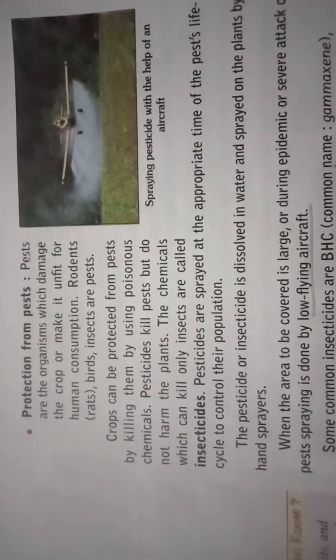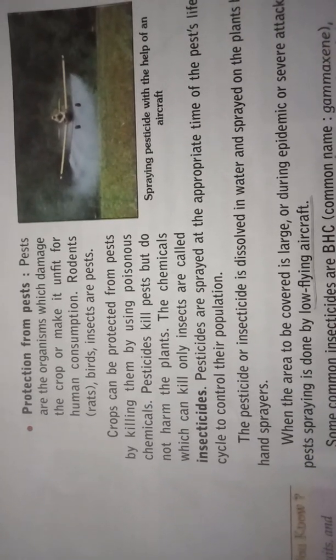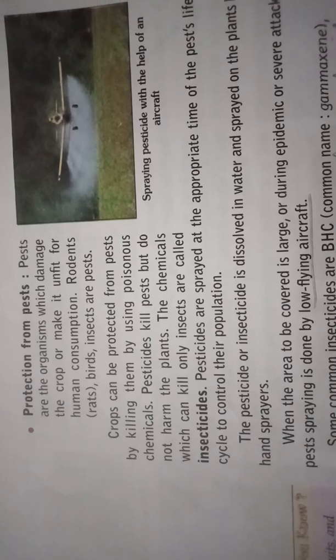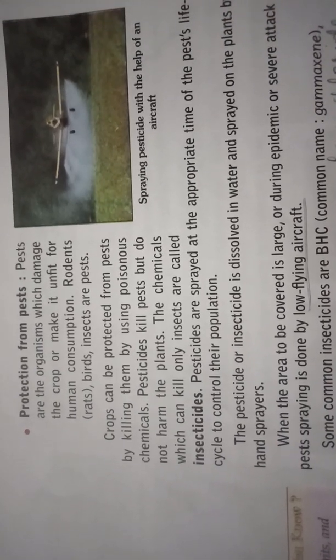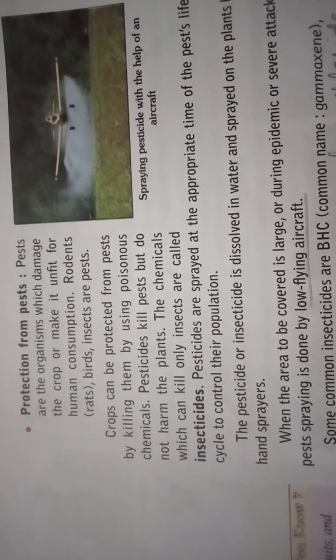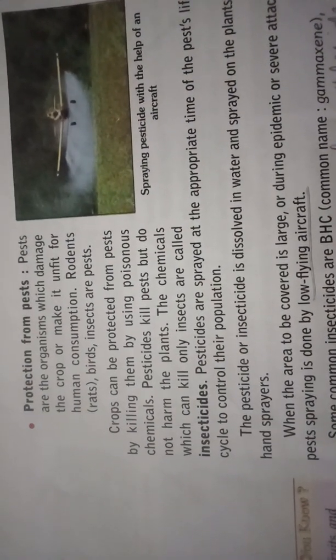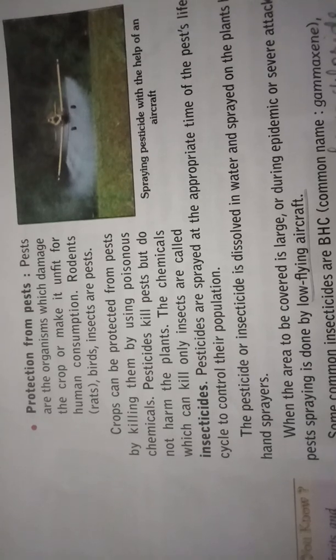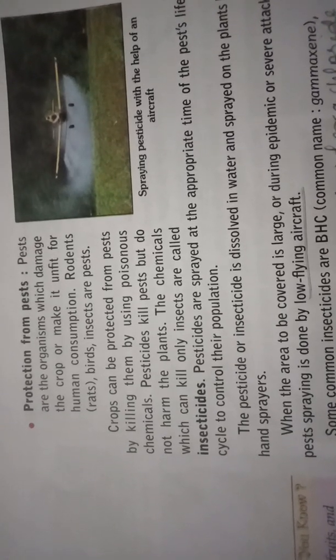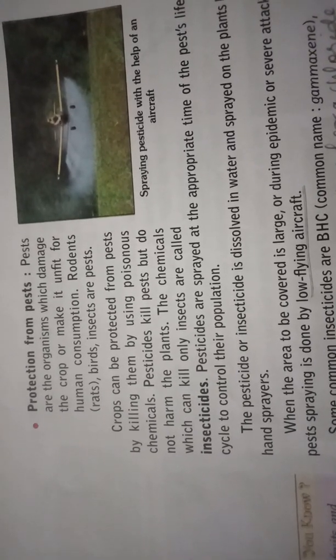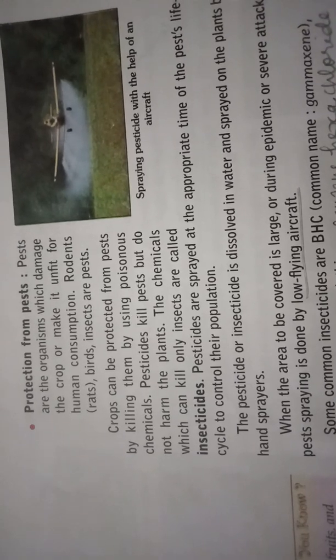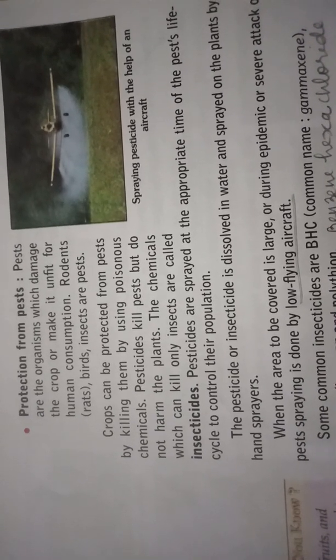Now let's talk about protection from pests. How we can protect the crop from pests. Now what are pests? Pests are the organisms which damage the crop, and also they make it unfit for human consumption. How? What they do? They eat up the seeds. They hollow the seeds. तो वो इस तरह जो प्लांट्स जो क्रॉप यील्ड होती है, जो प्रोड्यूस होता है, उसको वो डैमेज कर देते हैं.